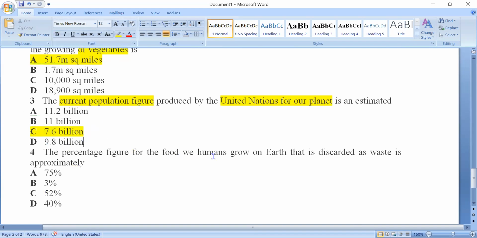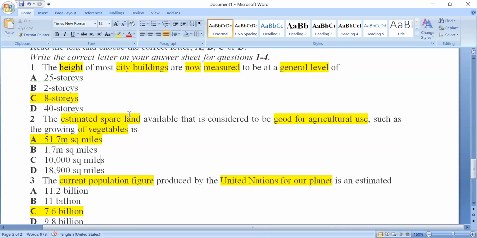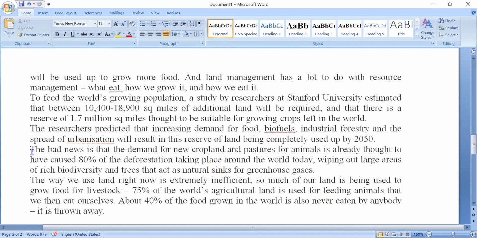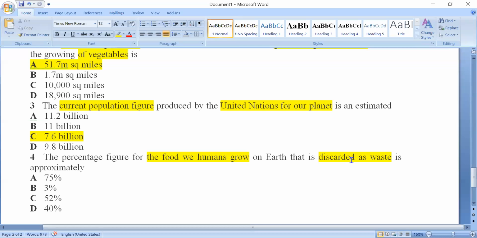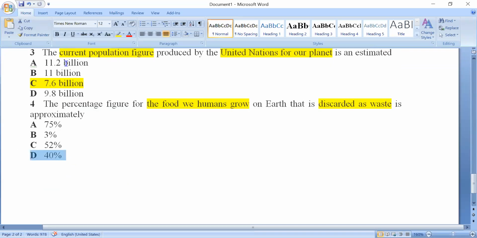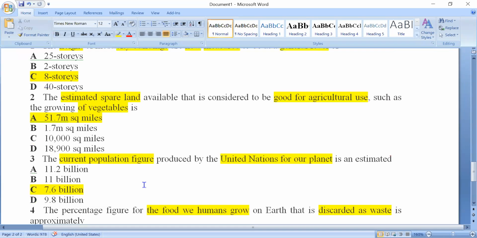Percentage figure for the foods we humans grow on Earth is declared as waste is approximately. Okay, the percentage figure food we humans grow, waste declared as waste. Okay, I think this one is also easier. And here is the answer. About 40% of the food grown in the world is now never eaten by anybody. It's thrown away. So declared as waste is 40%. So that's it for today's class.